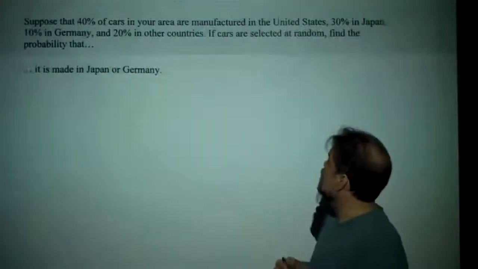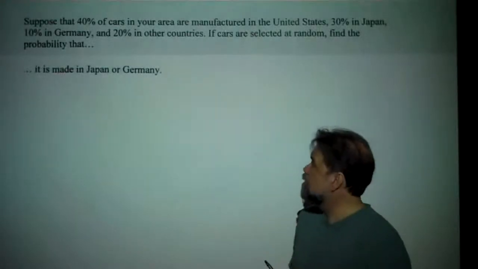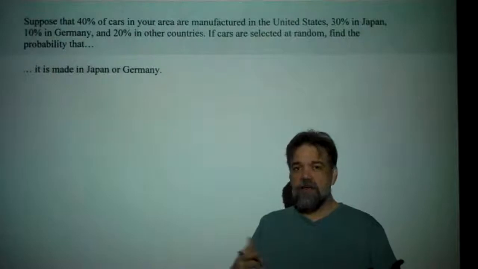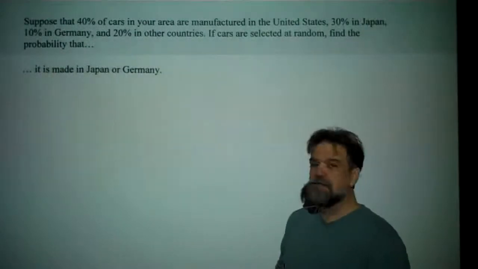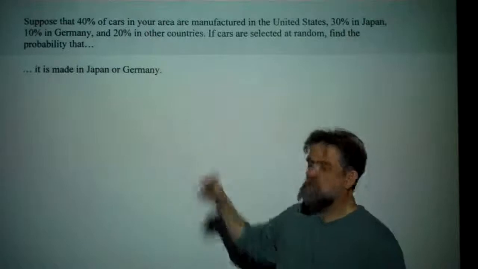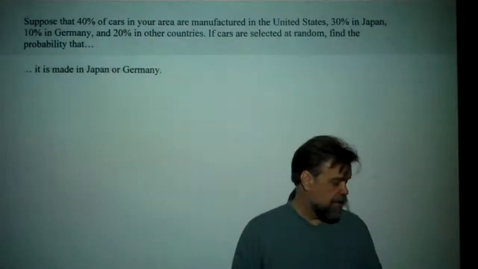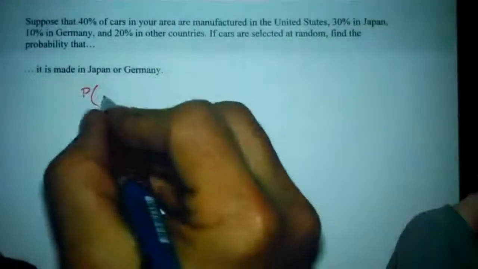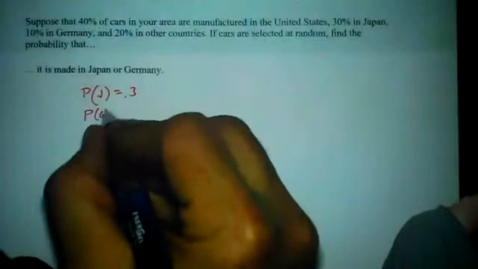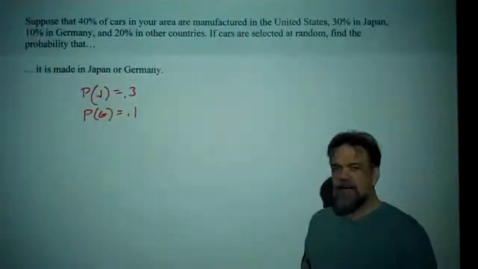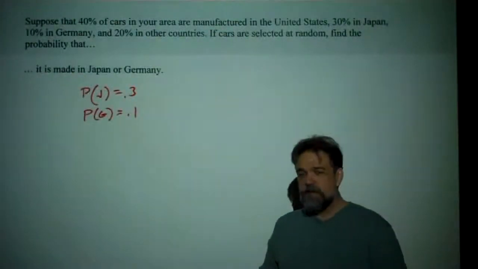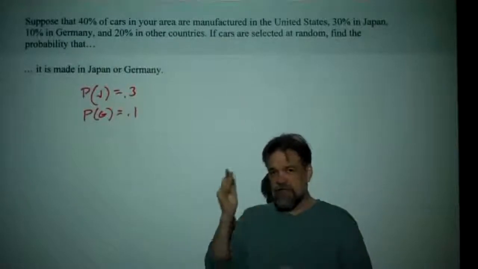20% in other countries. If cars are selected at random, find the probability that, and let's say I'm looking for a car and I want to find the probability that the car is made in either Japan or Germany. Okay? Well, I know the probability of the car being made in Japan is 0.3. Okay? And I know the probability that the car is being made in Germany is 0.1 because that's 10%. And I also know that a car cannot be made in both Japan and Germany. It's got to be one or the other one.